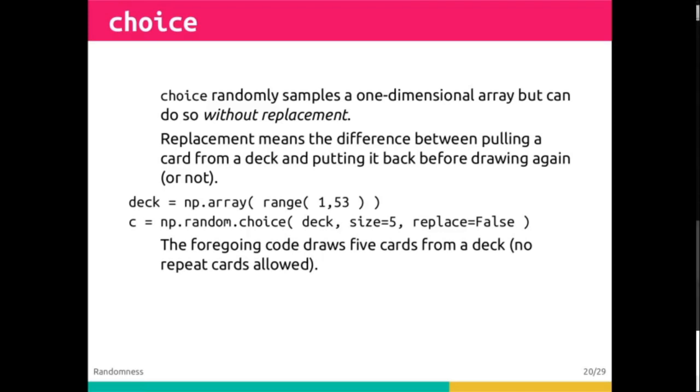So here you can see a code block that sets up a deck as a NumPy array from 1 through 52 inclusive. np.random.choice is then given the deck to draw from. It's told to draw 5 cards, and it has this new keyword replace that's being passed in there. Replace is set to false.